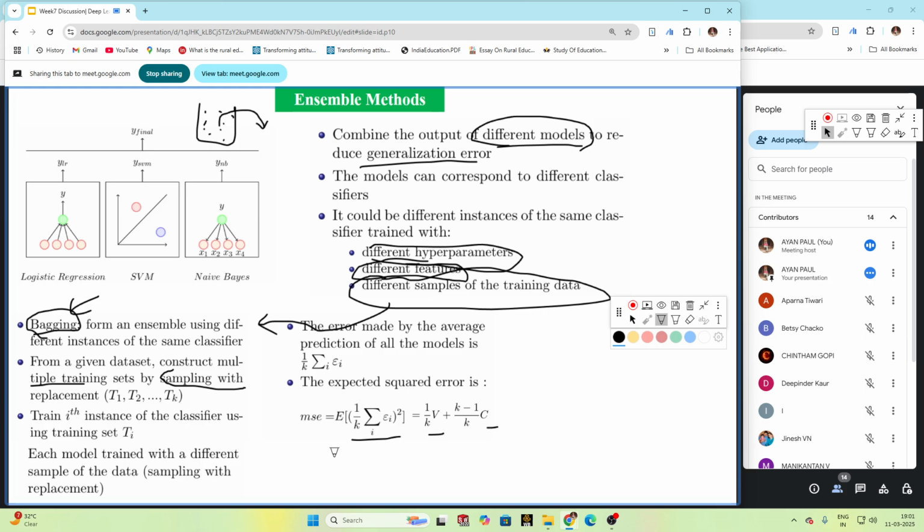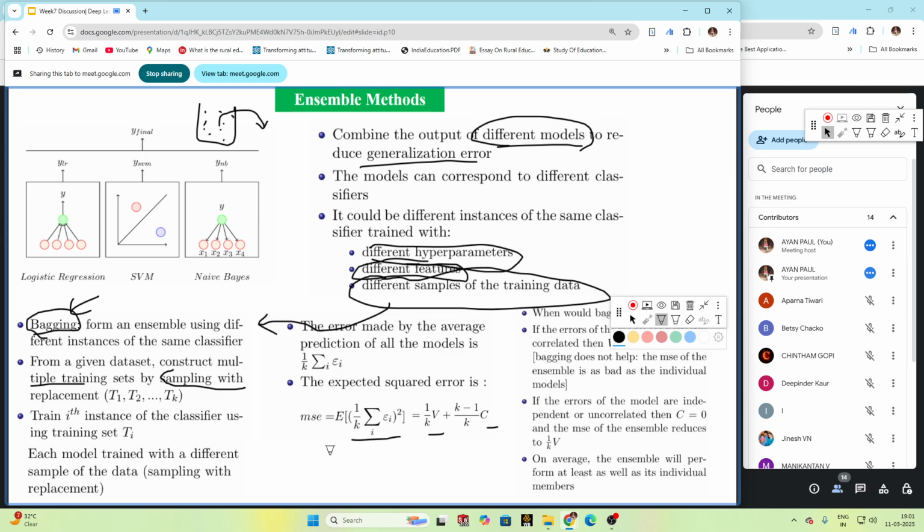Now what is this variance and covariance? As we are taking so many models, our models will have some kind of variance and covariance. Now the theory says that if the errors of the models are independent or uncorrelated, then the covariance c will be equal to 0, and we will only have v by k. That means the variance divided by the number of models that you are training. But if our errors have some connection, then we cannot completely ignore the covariance, so we have to take the covariance also. But whatever the case, the idea of the ensemble method is that it will give a lower generalization error than only one model.